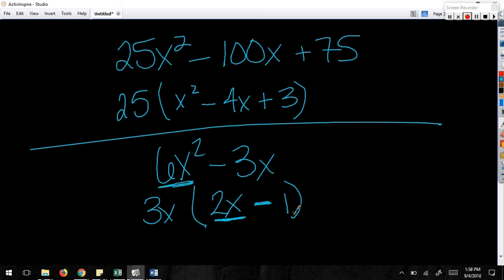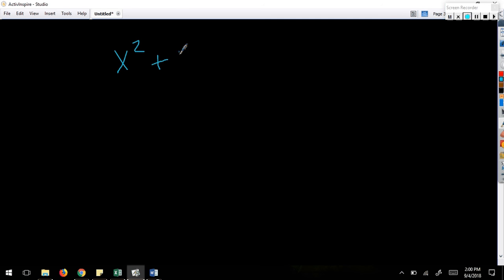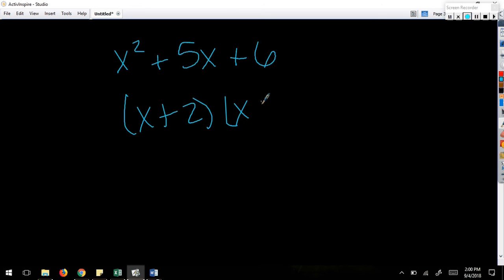All right, are y'all ready to actually factor now? All right, so when we factor, what we're going to do is take these quadratics, just like we've been graphing, and factor them down. So we're going to take something that looks like this, and we're going to make it into something that looks like this, okay?